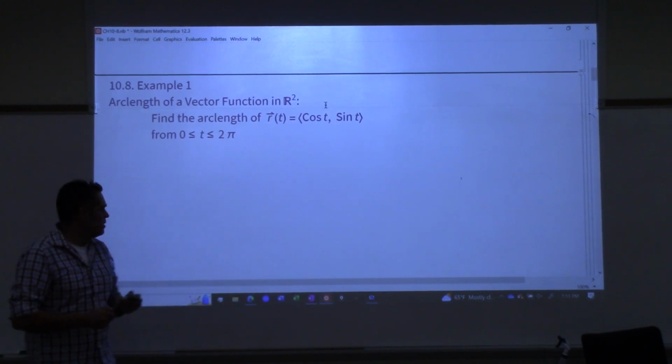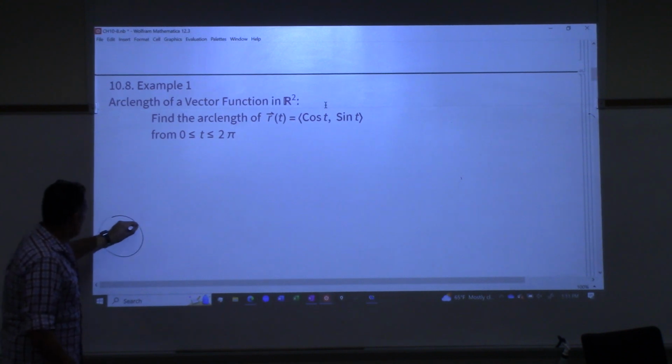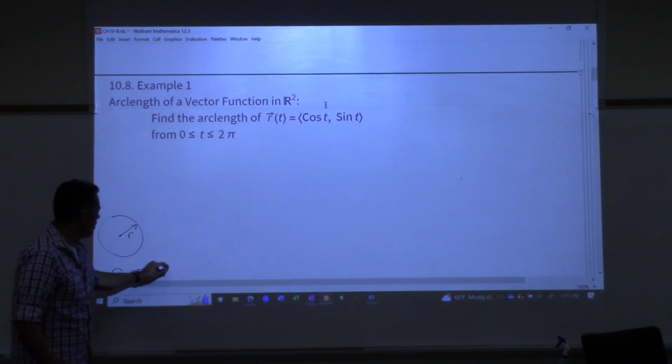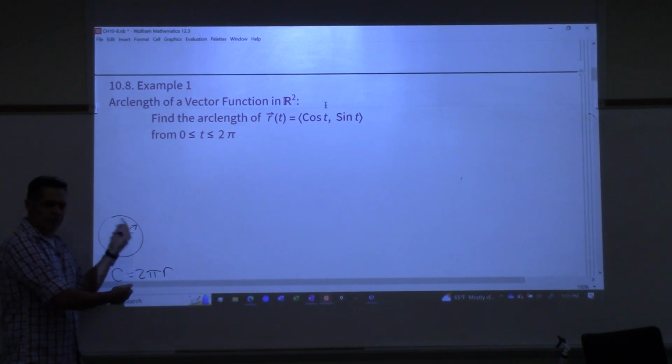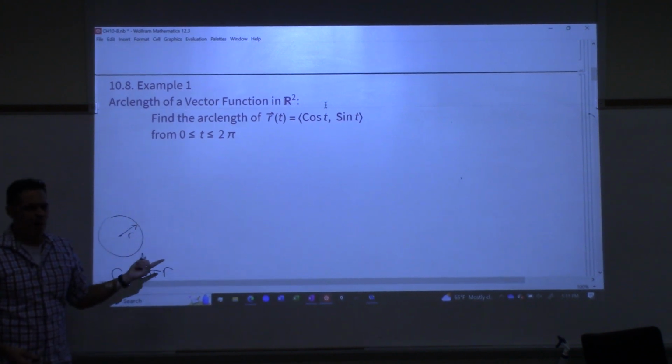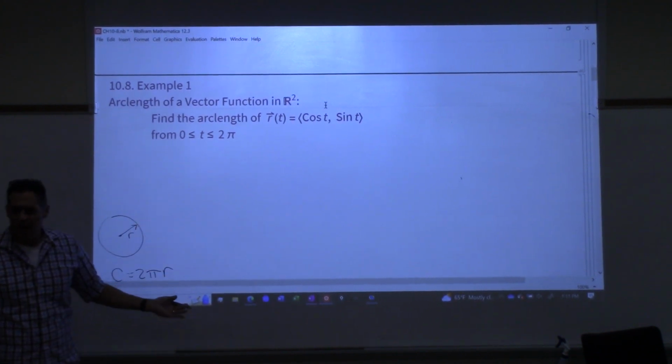And we know that the circumference of a circle of radius r is 2 pi r, right? That's in general, the circumference of any circle. So if this is the unit circle, we should expect that our answer is 2 pi, right? Let's verify that by actually cranking out the formula.